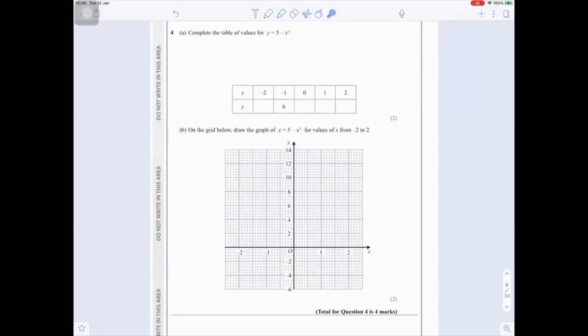Question number 4. Complete the table of values for y equals 5 minus x cubed. And then on the grid below, draw the graph of y equals 5 minus x cubed for values of x from -2 to 2. In this question, you can complete the table manually, or you can put this function in your calculator and get the values from the calculator. You can watch one of my videos to show you how to use the Casio ClassWiz calculator to get the values for the function to plot the graph.